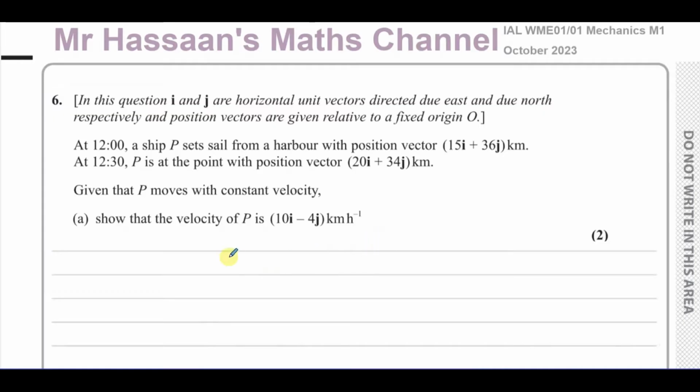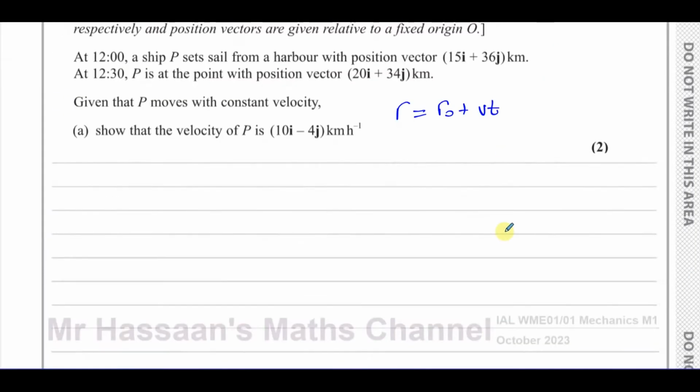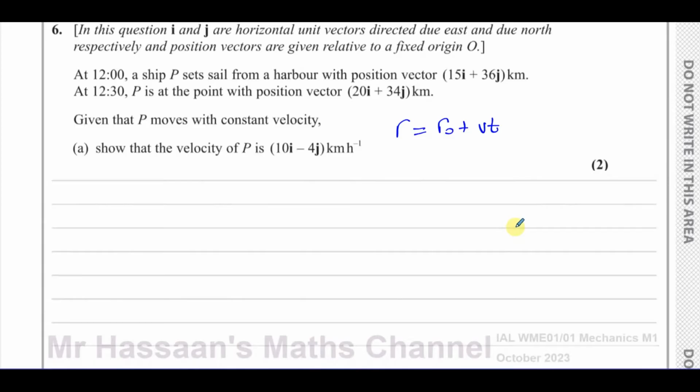So basically, there's a formula that I'm sure you've learned. R equals R0 plus V times T. Now, I don't like people to just parrot and remember formulae. I would like you to understand what it means. So R0 means the place where it was when time was 0, which is 1200 hours. They told us that at that time, it was at this position. So R0 is going to be this vector here, 15I plus 36J.